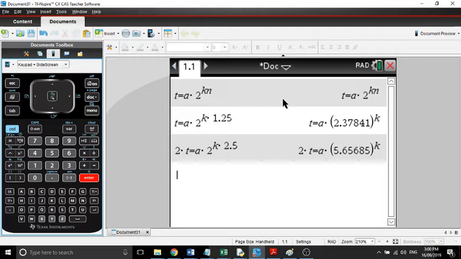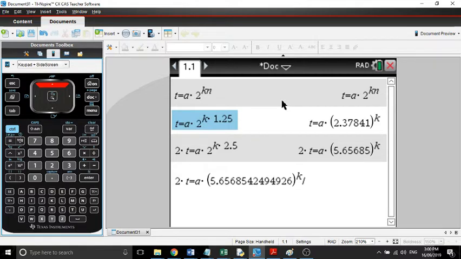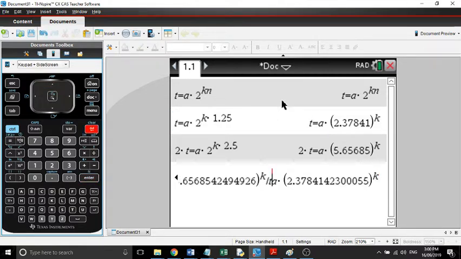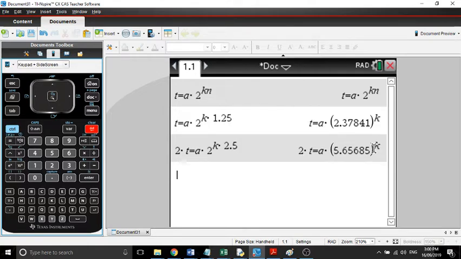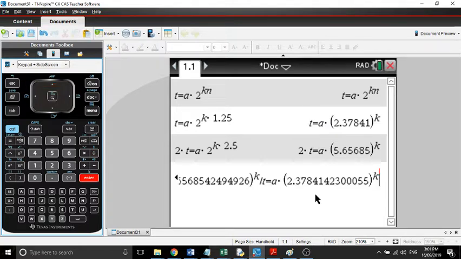Now what we're going to do is divide one of these by the other one. So we're going to say that divided by that. I'm going to delete this. Now, if we were to take this thing and divide it by this, the t's will cancel and the a's will cancel. So we'll be left with 2 equals 5.65 divided by that. Then becomes that.